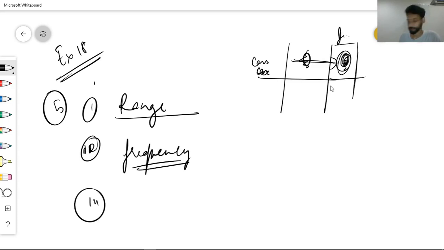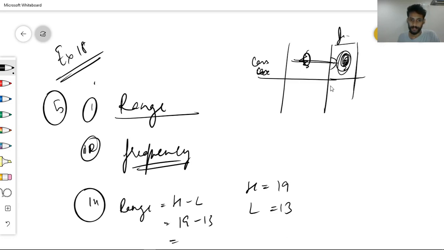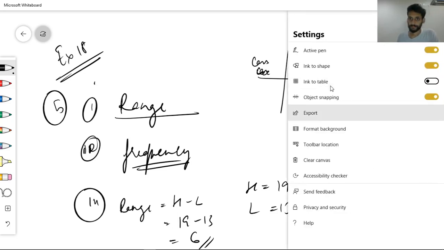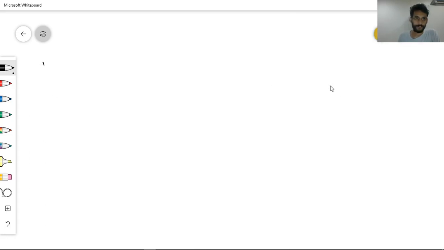Then number 3, the range of the data. Whatever the data is given, first we have to find the highest value, which is 19, and the lowest value, which is 13. So range will be highest minus lowest, that is 19 minus 13, that is 6. Okay.